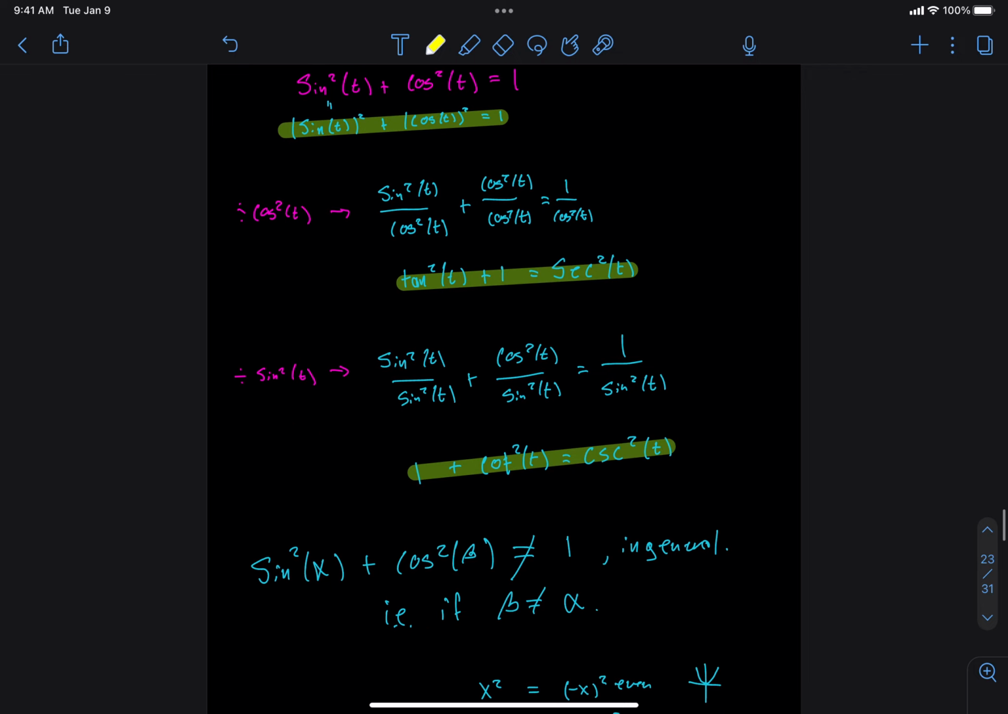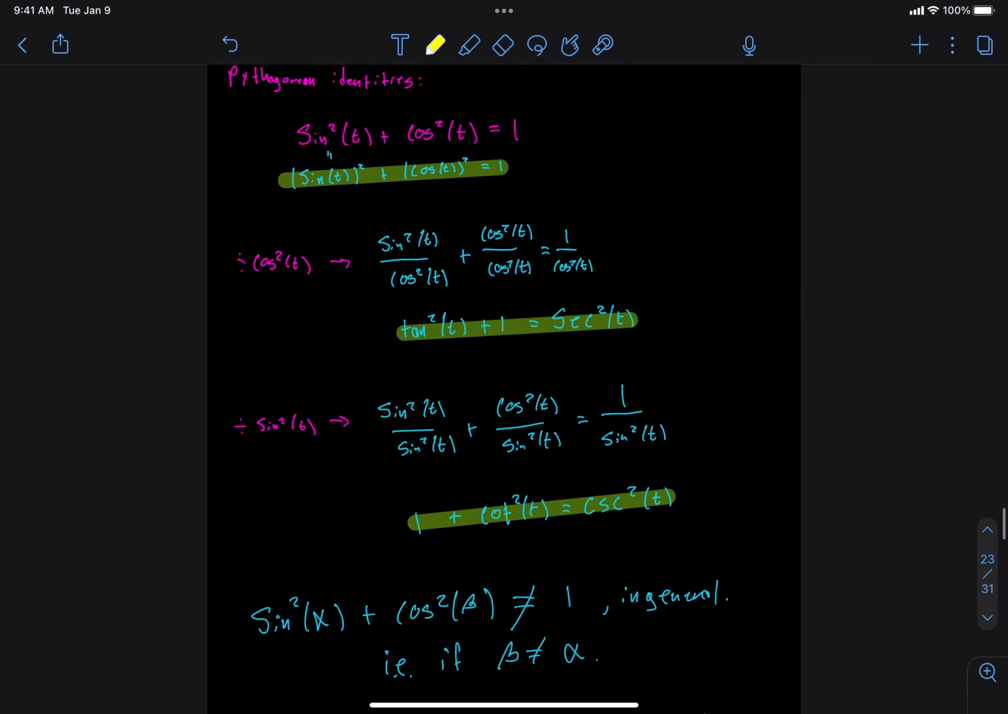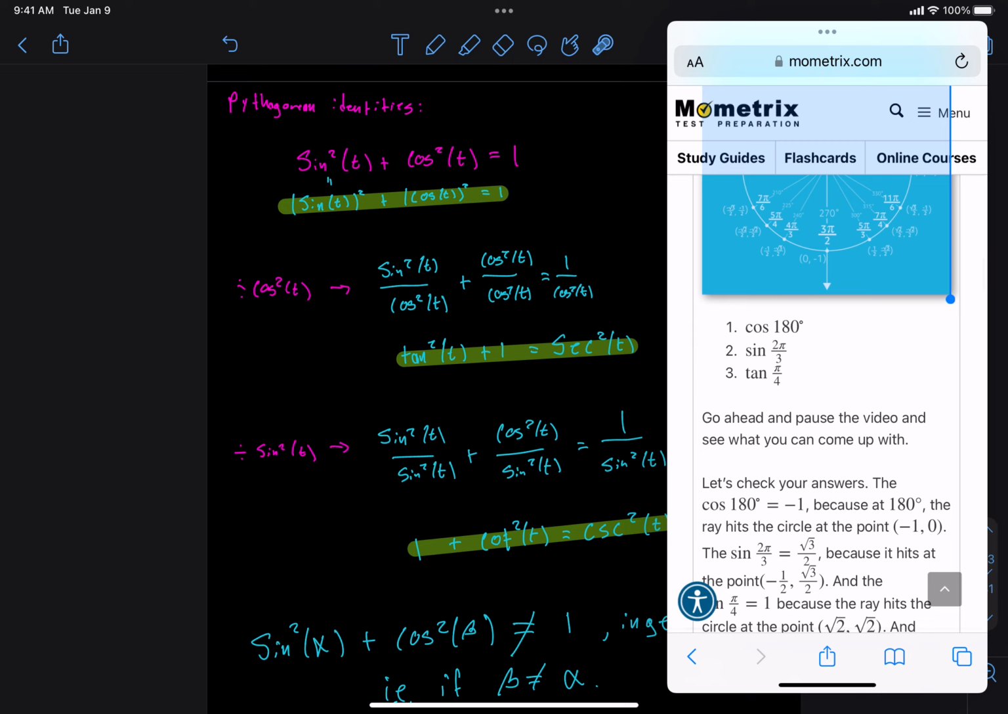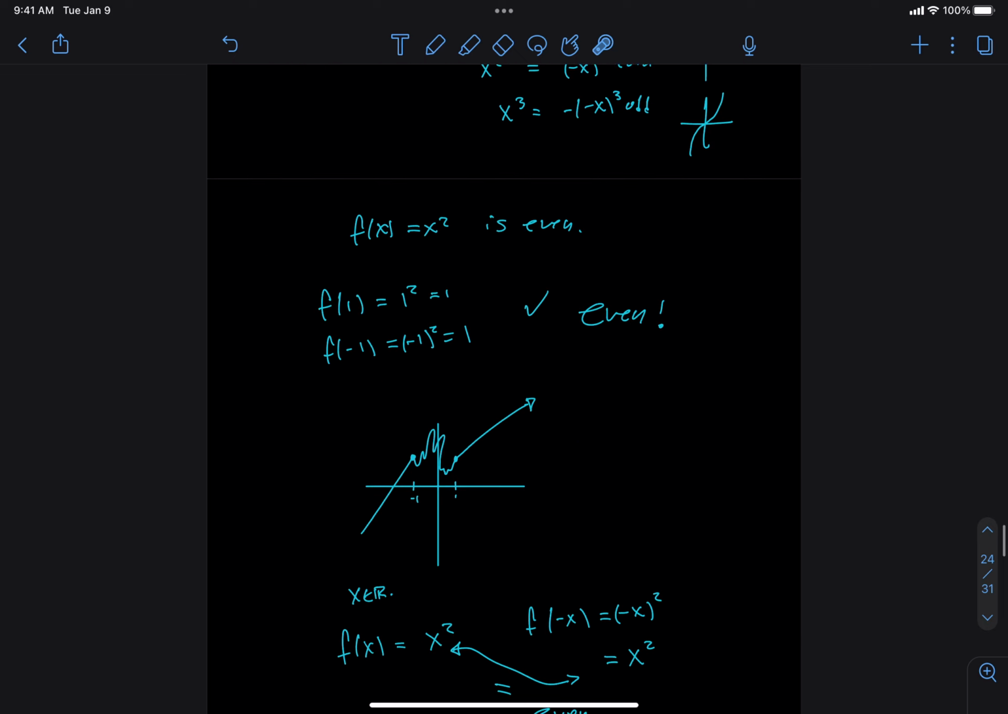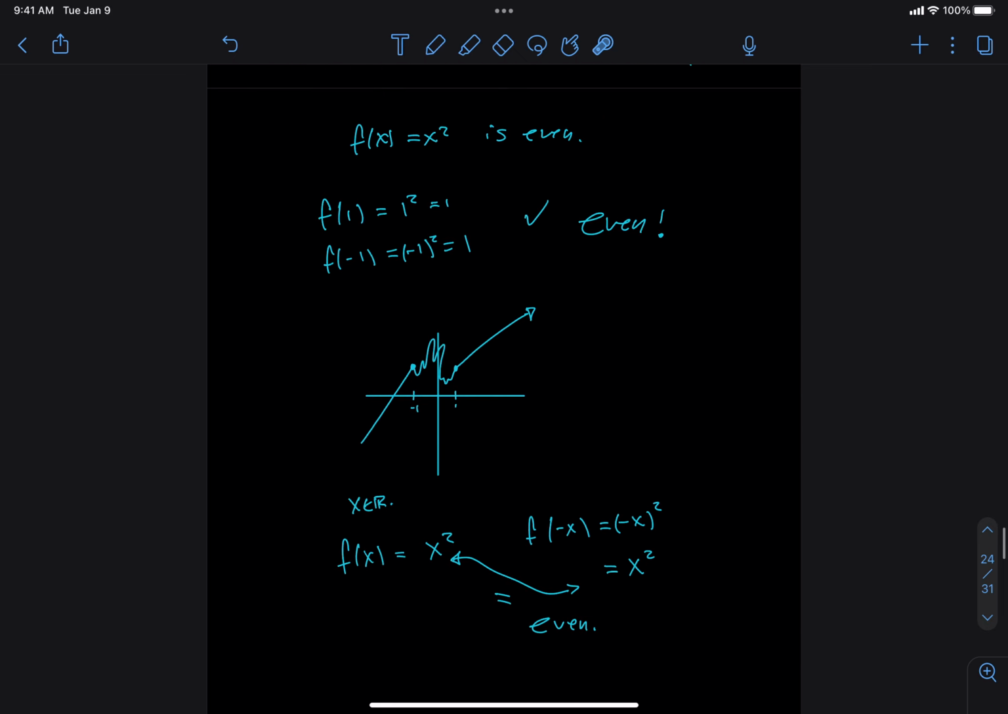We reviewed the Pythagorean identities, which are easy to derive as long as you know this one. So if you know sine squared plus cosine squared equals 1, you can just divide by cosine squared or divide by sine squared in order to get the other ones. So those are the Pythagorean identities.